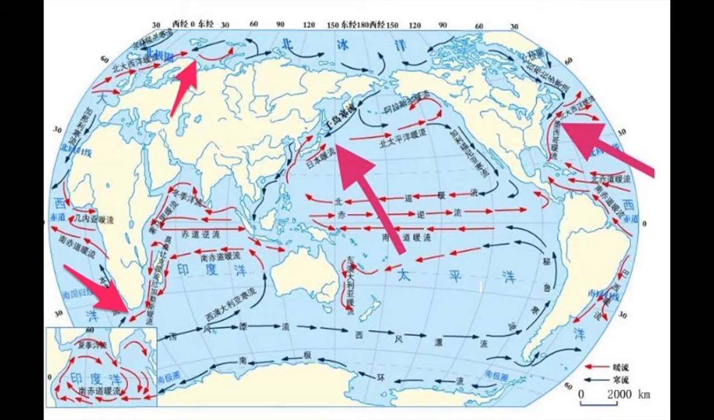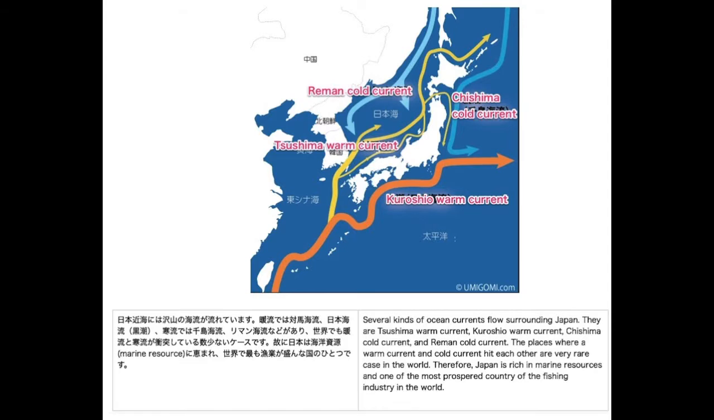Page 14, 15 and 16. Why did old Japanese rely on the fishing industry? Why do so many fish inhabit around Japan? Because several kinds of ocean currents flow surrounding Japan. They are the Tsushima warm current, the Kuroshio warm current, the Kishima cold current, and the Riman cold current.